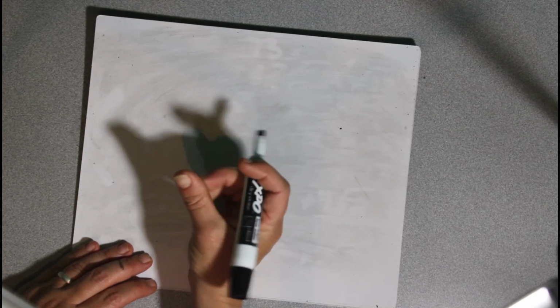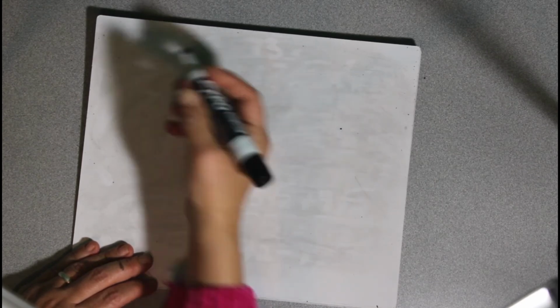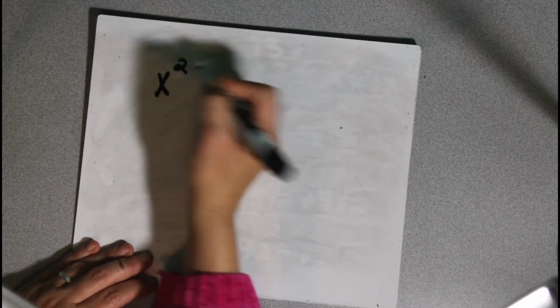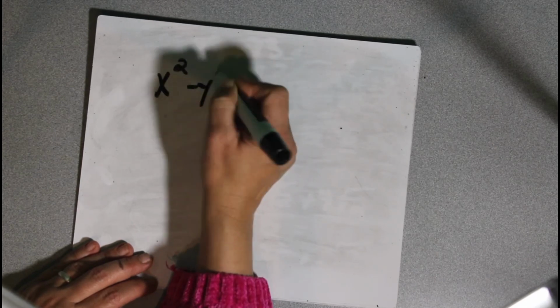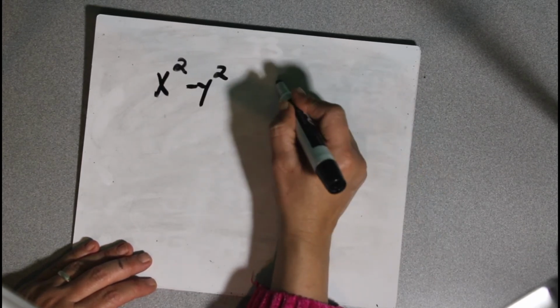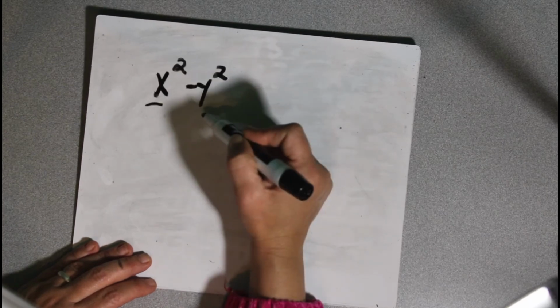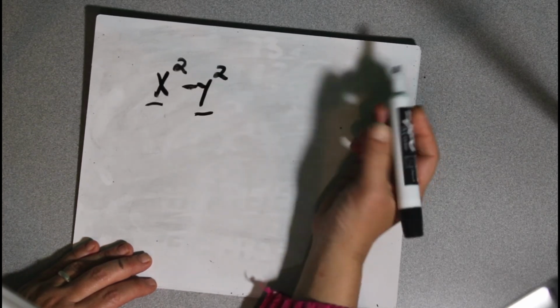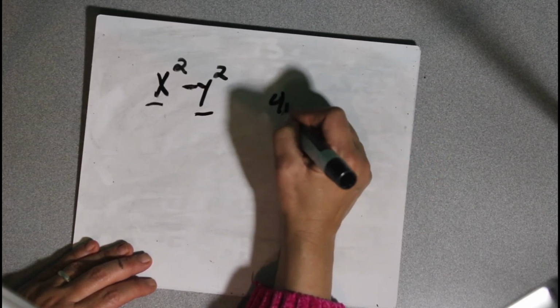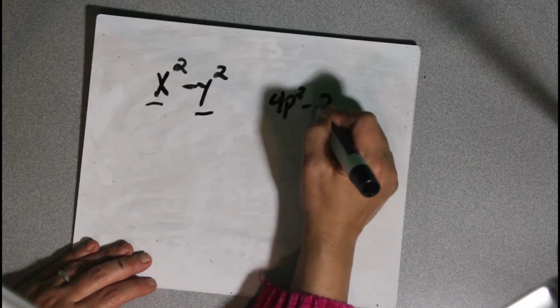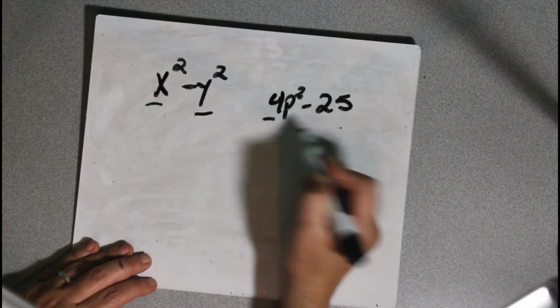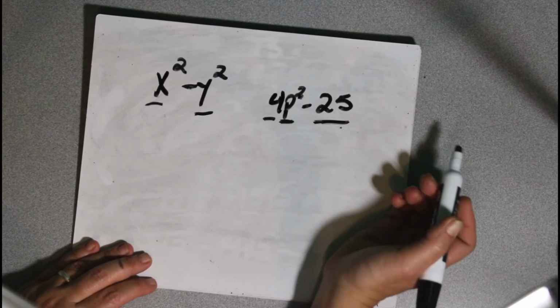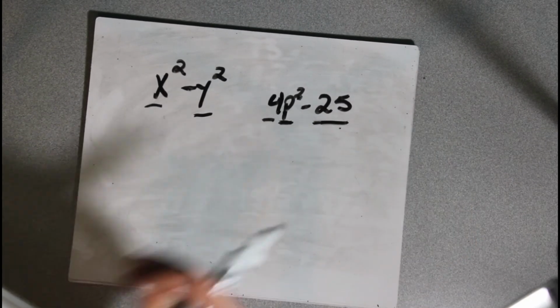So take two terms that are both squares: x squared minus y squared, where x squared is a square number and y squared is a square number, or 4p squared minus 25, where 4 is a square number, p squared is a square number, and 25 is a square number. These are called the difference of two squares, and I'm going to show you why.